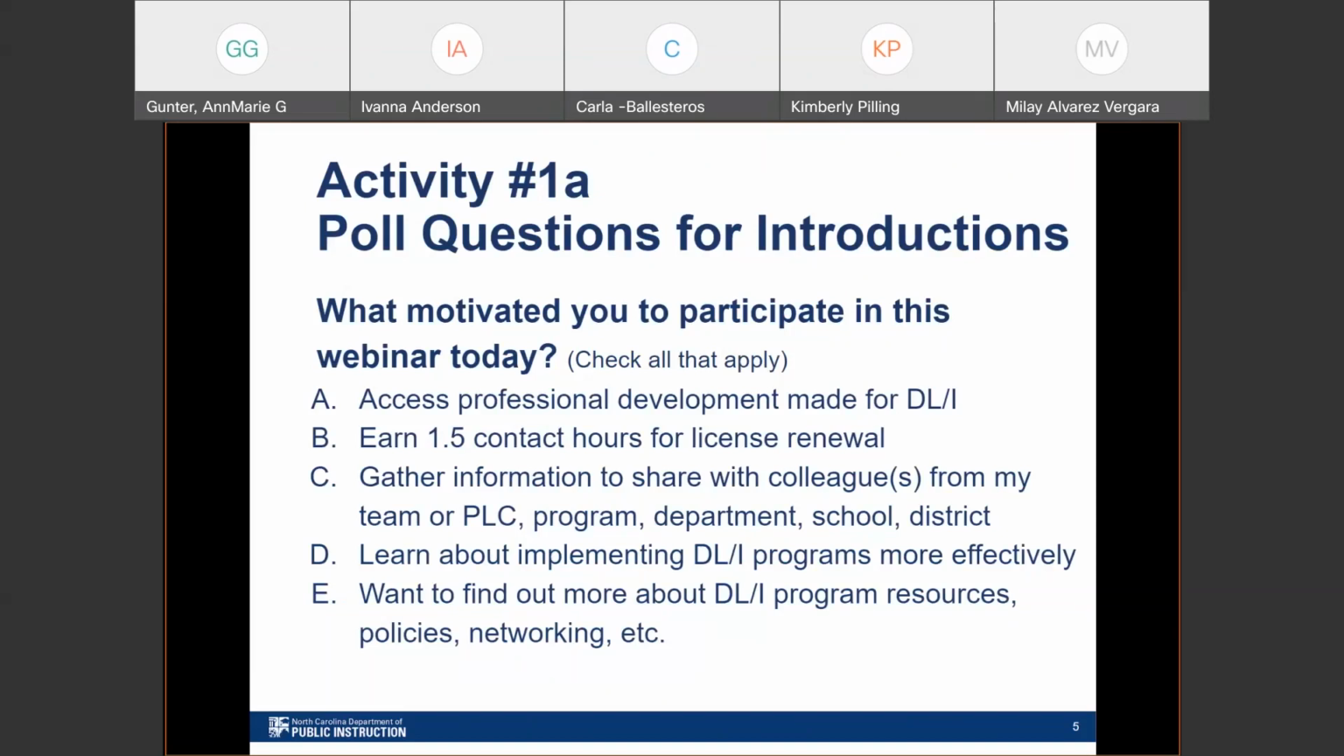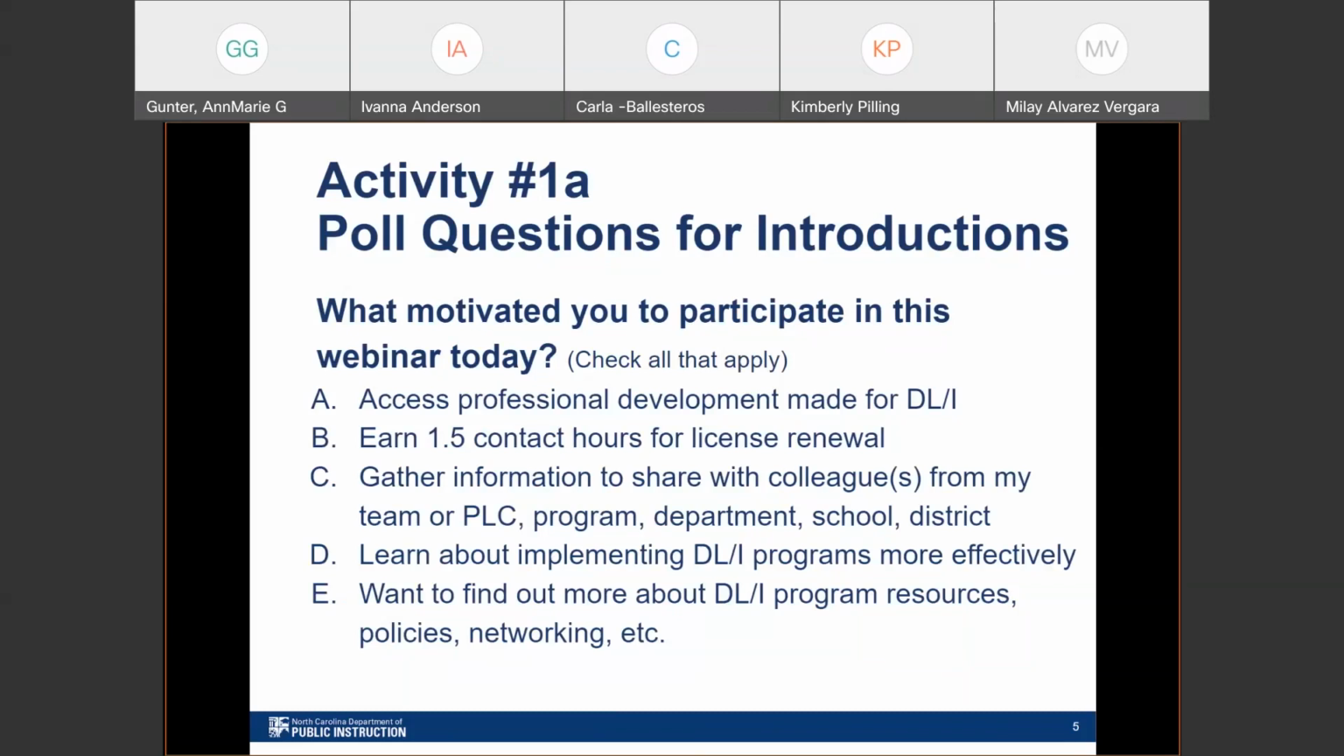All right, thank you for sharing. I'm going to go ahead and share the results with you so that everybody can see them. They should be appearing in your control panel. Please take a look. It looks like the majority of you, 70%, are here to find out more about DLI program resources, policy, and networking, or to learn about implementing DLI programs more effectively. And that's great. We're always happy to share and learn from each other.